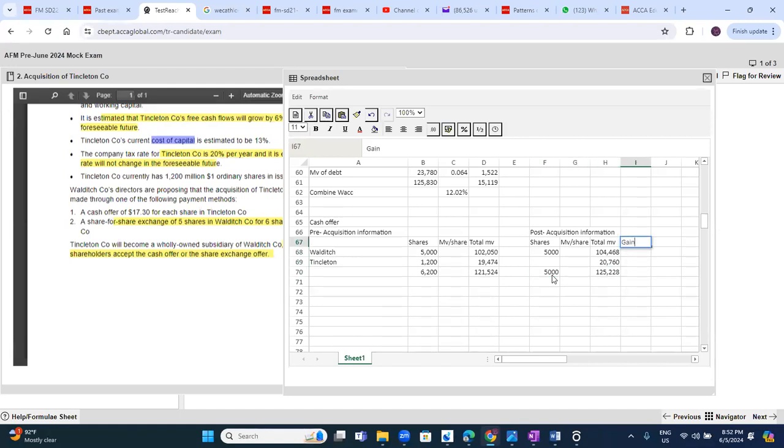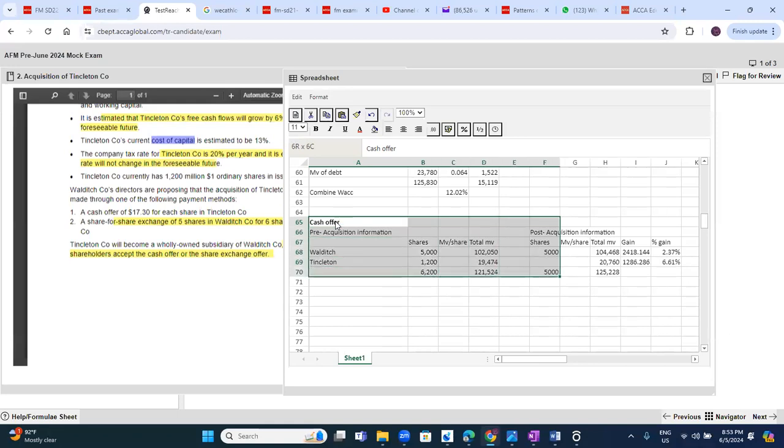So let's calculate the gain. Post market value minus the pre-market value. And then calculate the percentage gain. Divide the gain with the pre-market value. This is the gain which will be in cash offer.